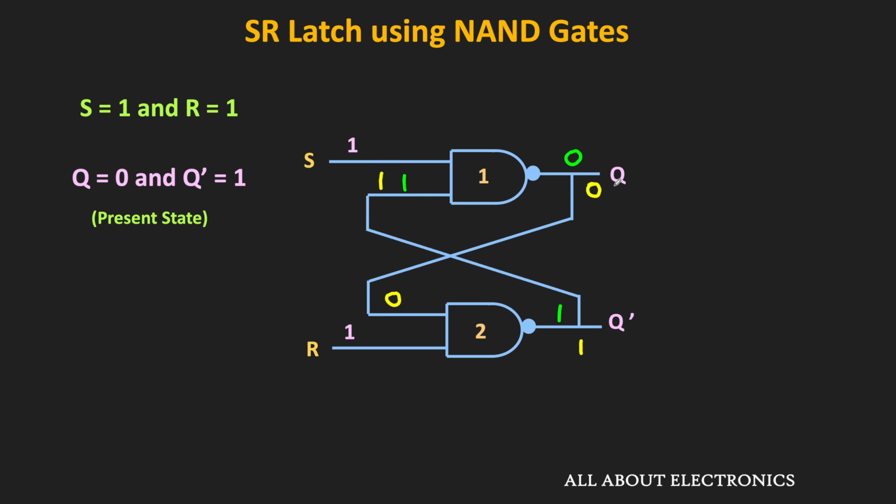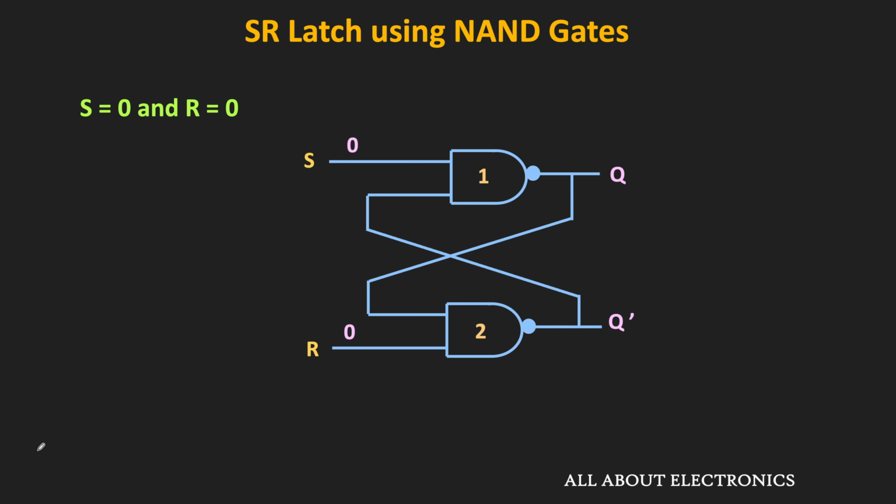So in this way, when both inputs are 1, the latch will retain its present state. That means if Q is 0 and Q bar is 1, then in the next state also this Q will remain 0 and the Q bar will remain 1.